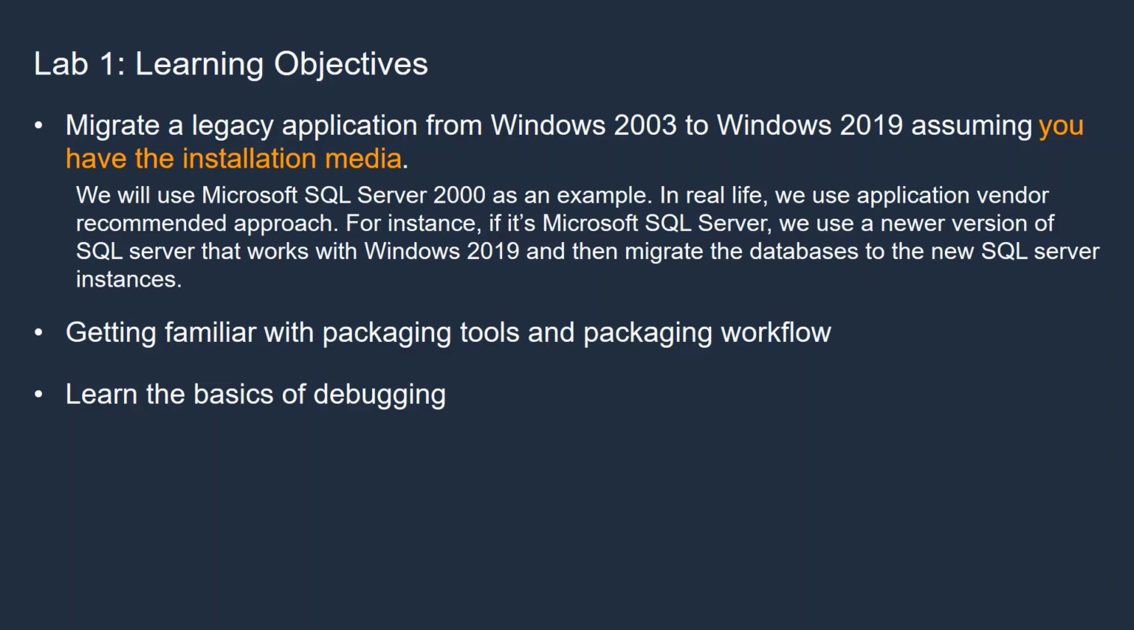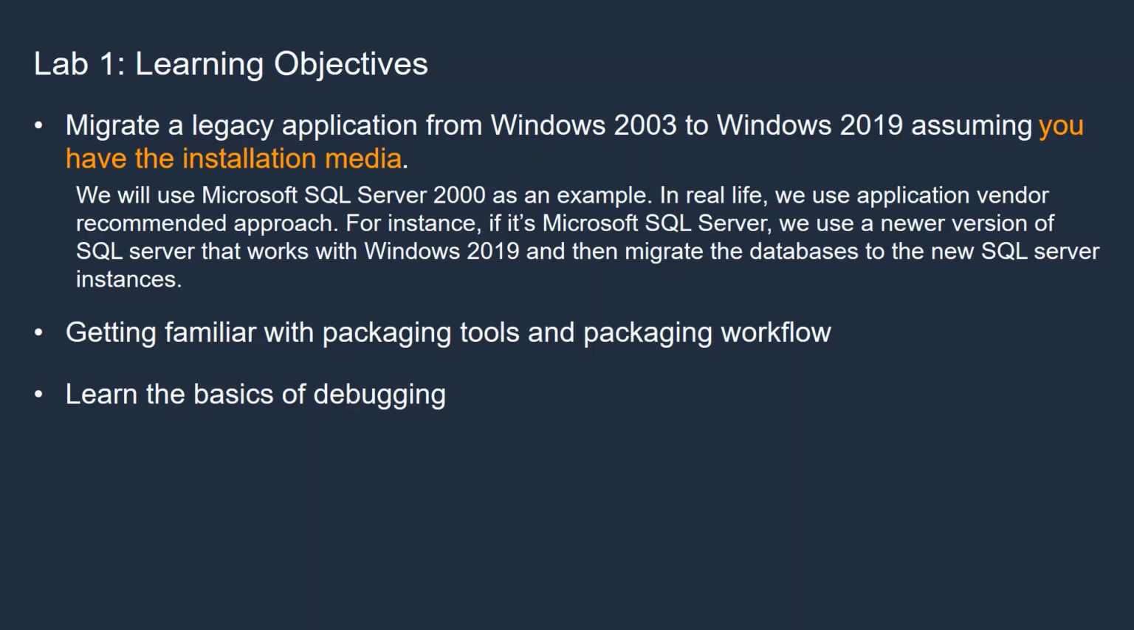There are a few learning objectives for Lab 1. We are going to migrate a legacy application from Windows 2003 to Windows 2019, assuming you have the installation media. Sometimes you are lucky to have the legacy application installation media, but you may be in a situation where you cannot run this installation media in the newer operating system. So in that case, you need to have some kind of a method to get that application running on the newer operating system. We will use Microsoft SQL Server 2000 as an example.